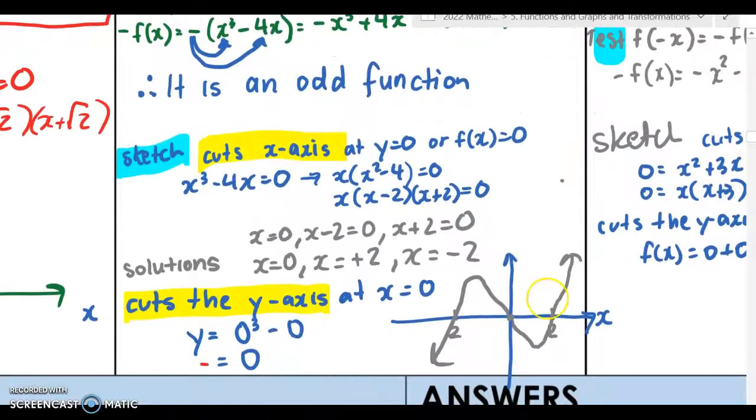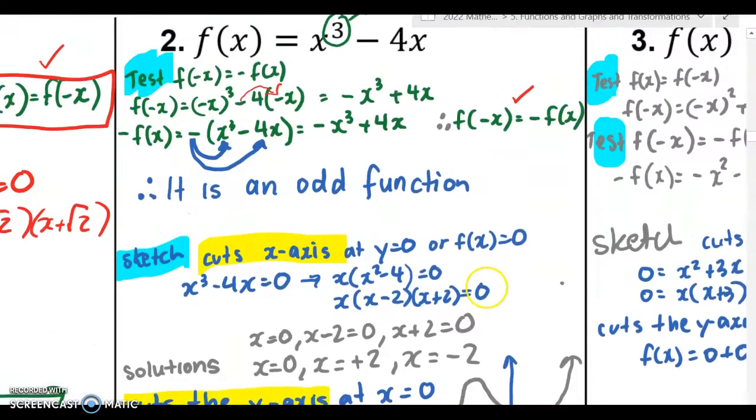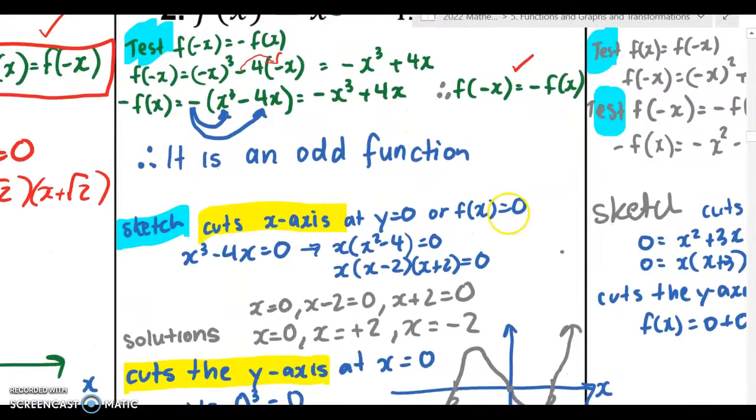So remember, to sketch this, we need 2 things. We need to figure out where it cuts the x-axis and where it cuts the y-axis. We're not plotting all the points. We're just getting a general gist of what the graph looks like. Now, we've learned that a graph cuts the x-axis at y equals 0, or f of x equals 0, because they're the same. Okay, so all I'm doing is placing my function equal to 0.